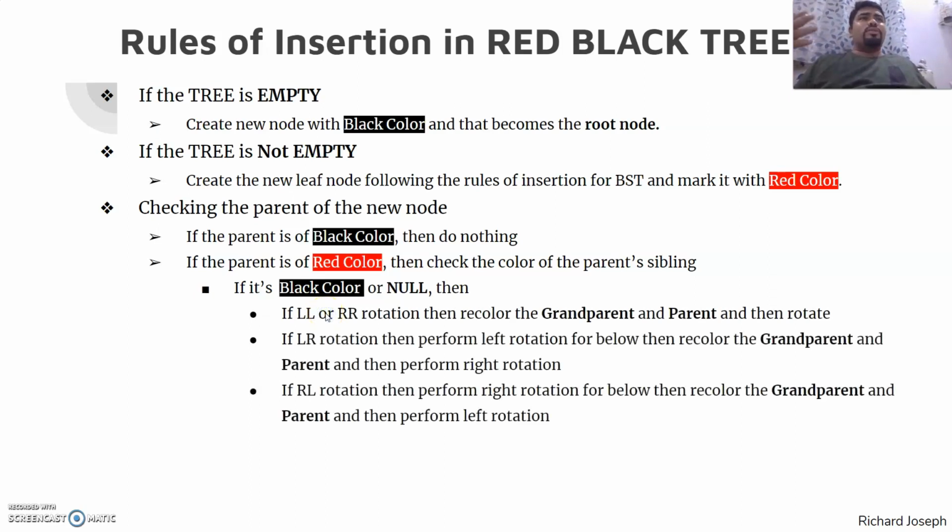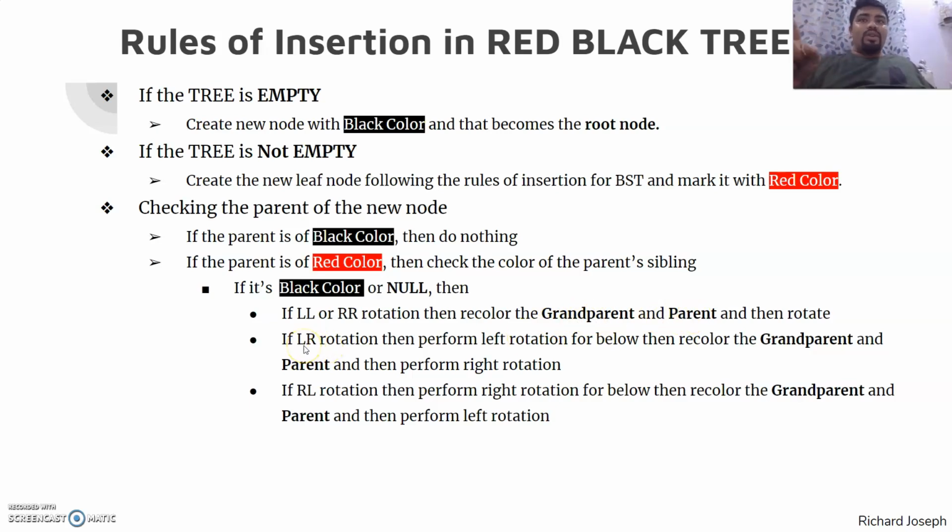So, there are four types of rotations as we know in AVL trees. So, the same rotations we are going to adapt over here, and the same rules like the grandparent, the parent, and then the child. And accordingly, you have to figure out which kind of rotation you have to do, and you have to perform the rotation. But in this case, we are also going to perform some recoloring. So if it is an LL or an RR rotation, then before performing the rotation, you have to change the color of the grandparent and the parent, and then you have to proceed for the rotation.